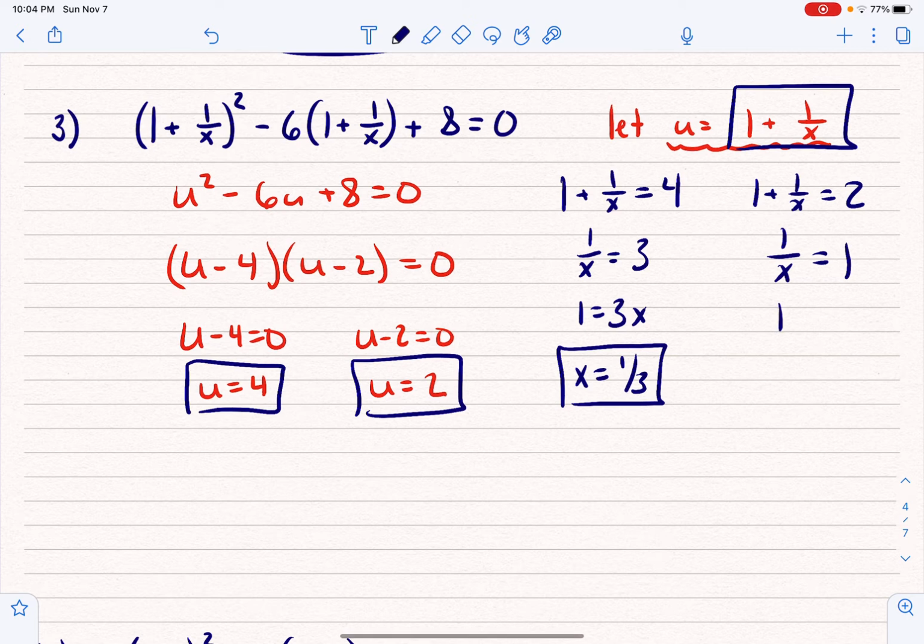Multiply both sides by x. 1 is equal to x. And so that's the other solution. X is equal to 1. Okay? So those are my two possible solutions.